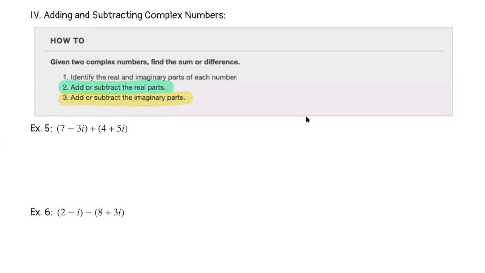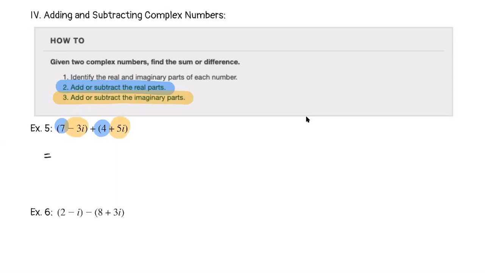Like terms, when we talk about complex numbers, means real with real and imaginary with imaginary. So let's choose better colors. What did the textbook use? Blue and orange. In example 5, let's find all the real parts. I've got 7 and 4. Those are the real parts. The imaginary parts are -3i and 5i.